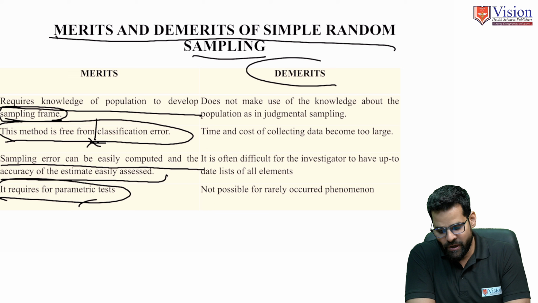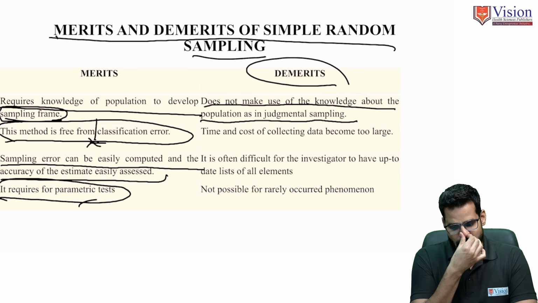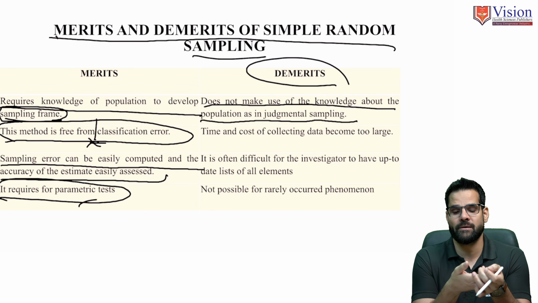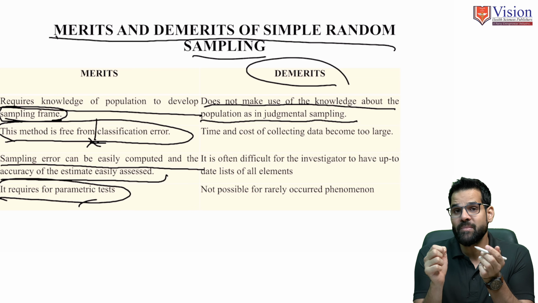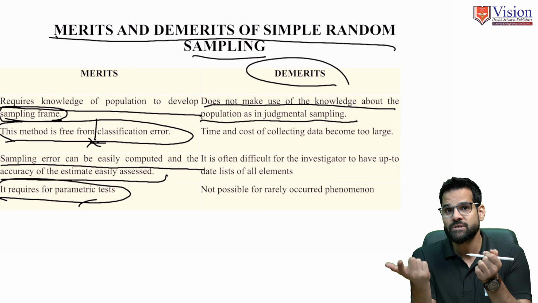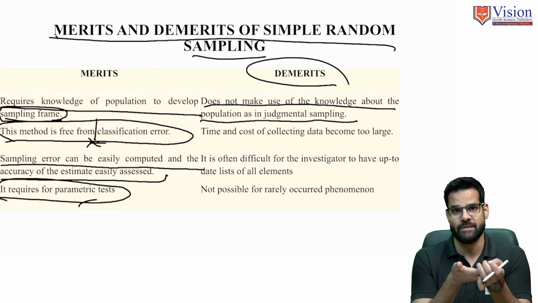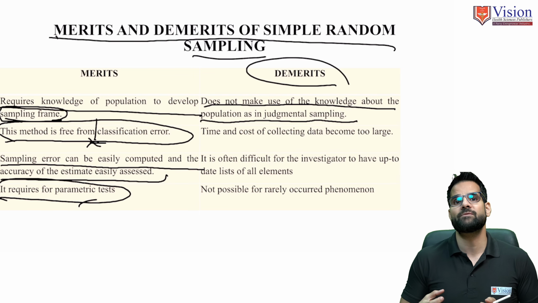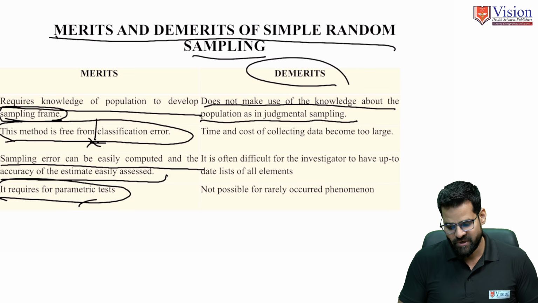Then if you quickly look at the demerits: it does not make use of knowledge about the population, as in judgmental sampling. Because in random sampling, the researcher does not have any control over who should be part of the research. Sometimes you feel that a particular subject can be a good informant or a good sample for that research, but as it is not in your hand, you cannot select that person. In judgmental sampling, you select people because you feel this person would be a better sample for the research; that scope is not there in simple random sampling.